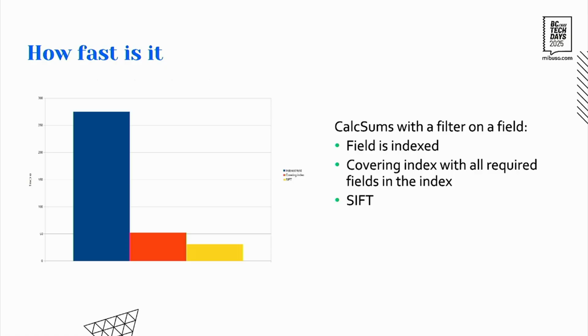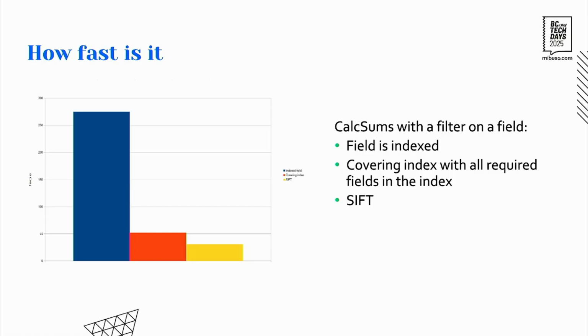Now, how fast is it? When we run CalcFields with a filter on one single field, on the very left side, that big blue bar here is when the field is not indexed. If we put that on a slide, then we don't see those bars anymore. So we have an index, and that's the blue bar here.